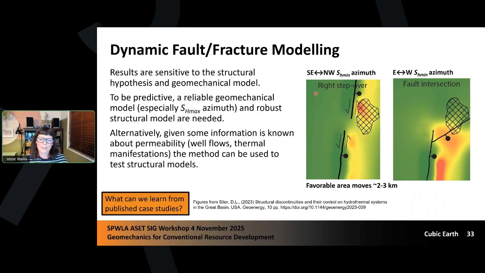Perfect. So it's an example over here where they've got a slightly different stress azimuth and a different fault model to try and explain the same thermal manifestation area. And you end up with a very different zone of favorability if you change those parameters. So to be predictive, you need a reliable geomechanical model and a robust structural model. Or you can go back the other way, which we've recently been testing, where given you know things about the permeability, in particular like a well-drilled field, thermal manifestations, you can use this to go back and test structural models and then infer beyond your currently drilled area.